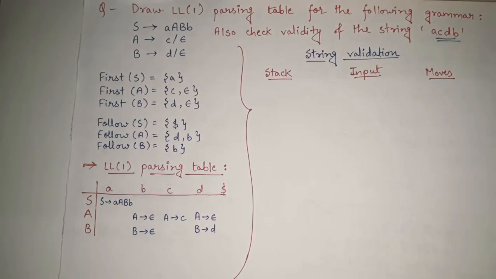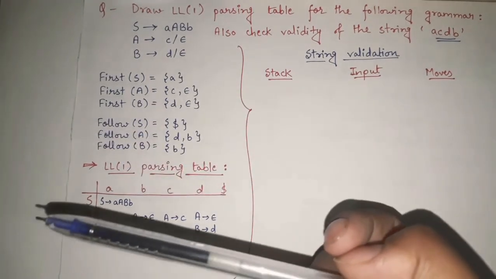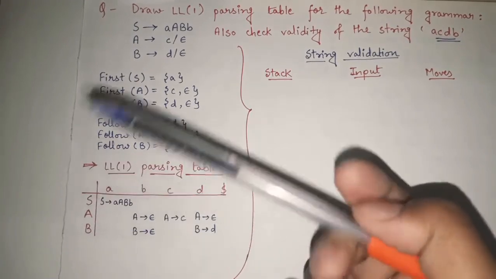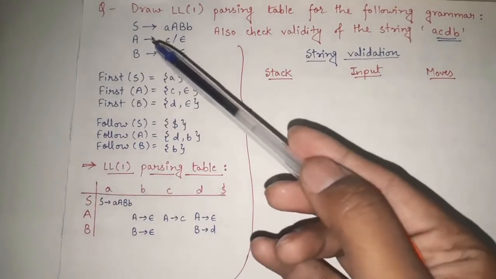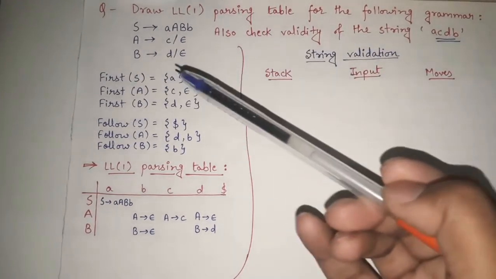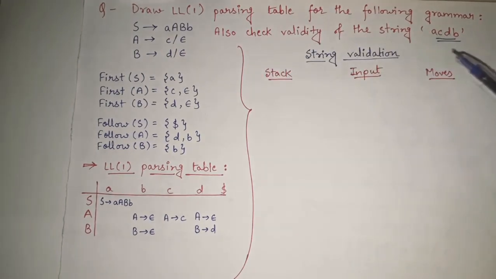So let's get started. In today's video, we are again going to see one topic of compiler design. Actually, we are going to see a commonly asked type of question. So let's see the question first. Draw LL1 parsing table for the following grammar. One grammar is given and also told to check the validity of the string. One string is given, that is ACDB.